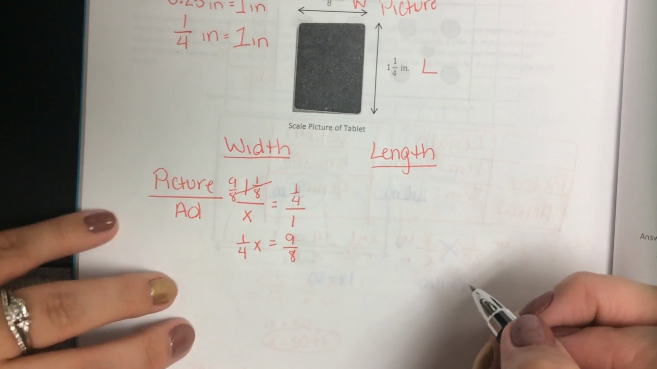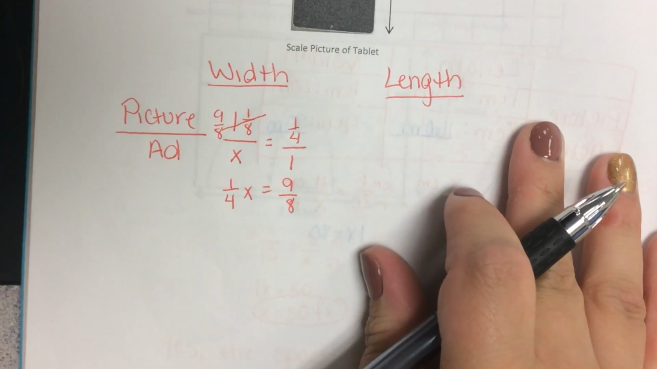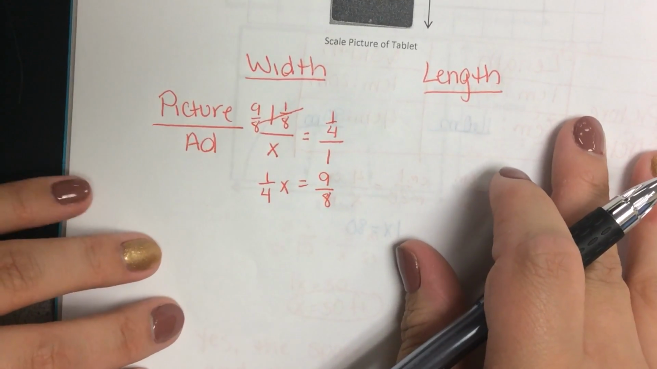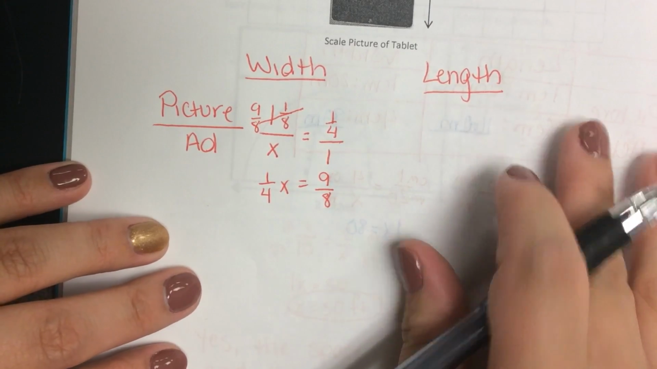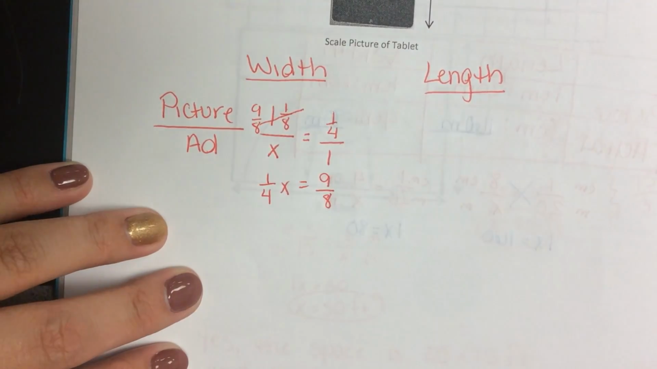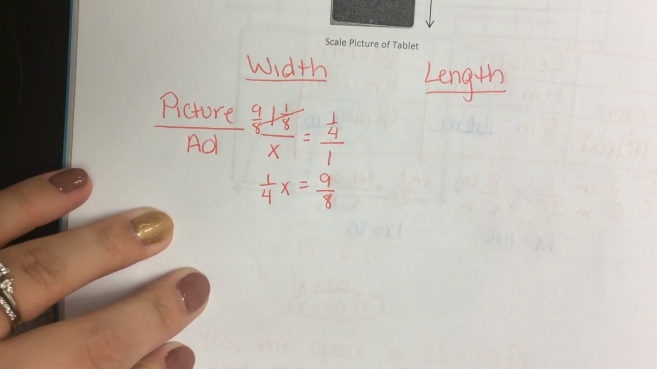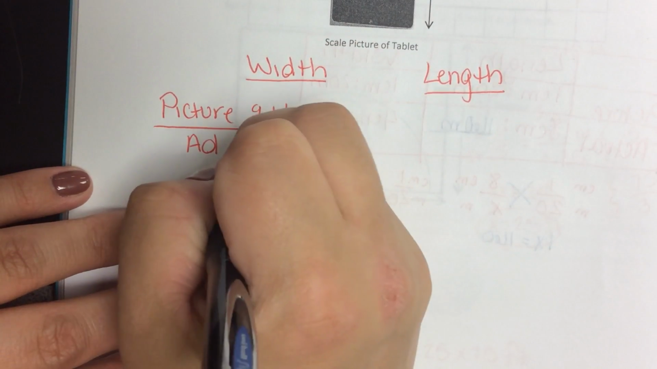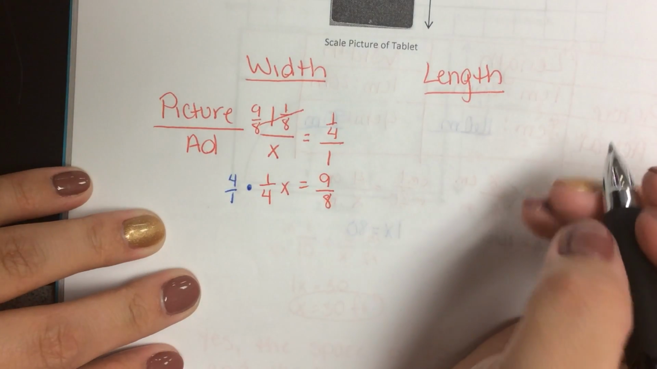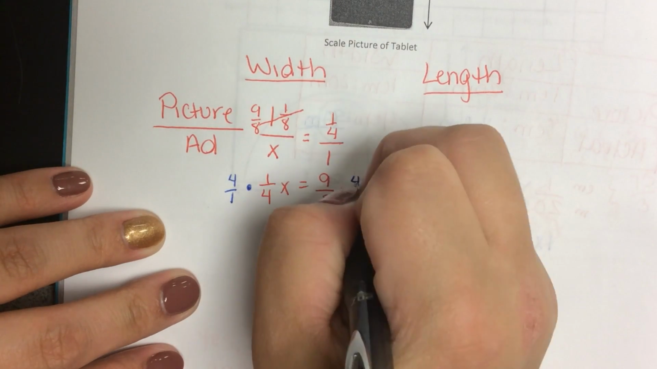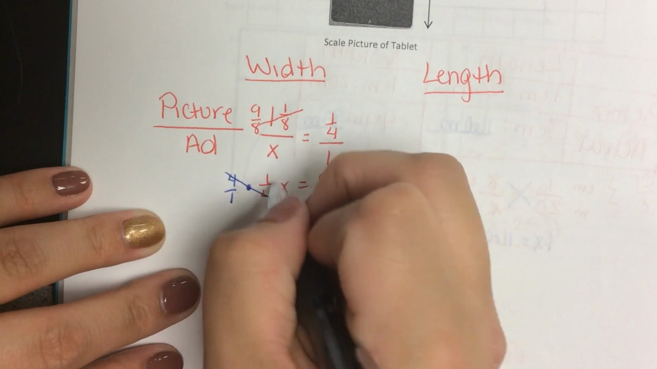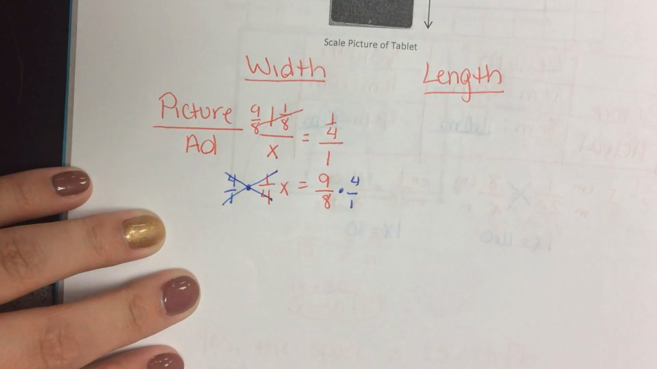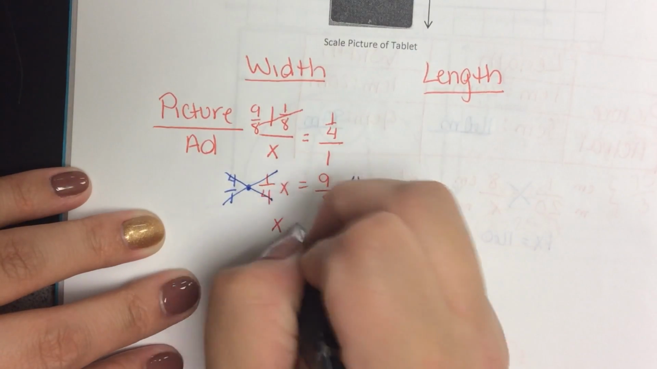And now it's a one-step equation that hopefully you remember how to do from 6th grade. I don't know if you remember using reciprocals. I hope you do. So I'm going to use the reciprocal to get rid of that 1/4. And the reciprocal of 1/4 is 4 over 1. Whatever I do to one side, I got to do the other side. So 4 over 1. This cancels completely. That's the whole point. So now I'm just left with x.